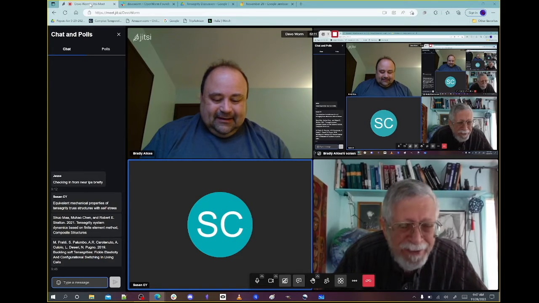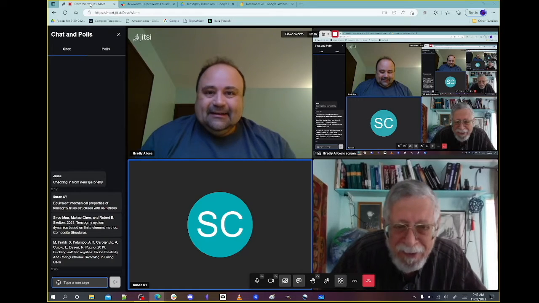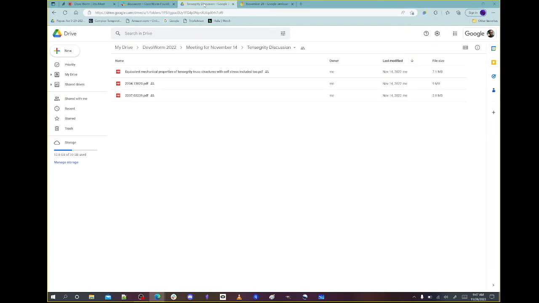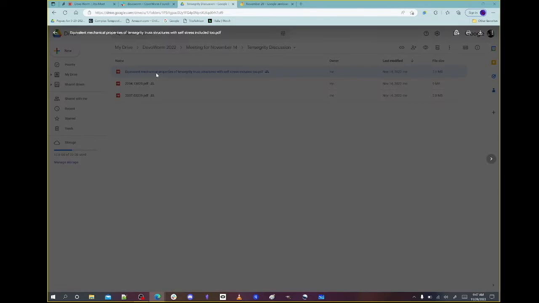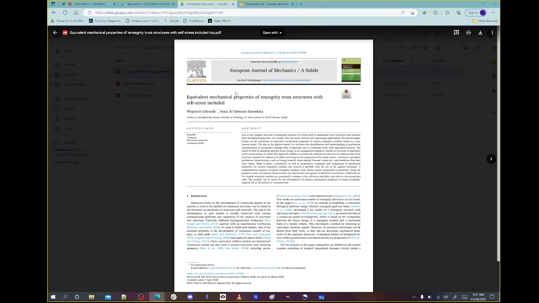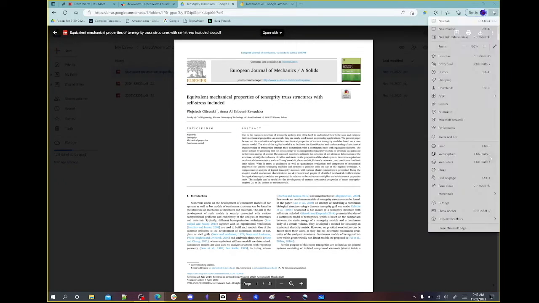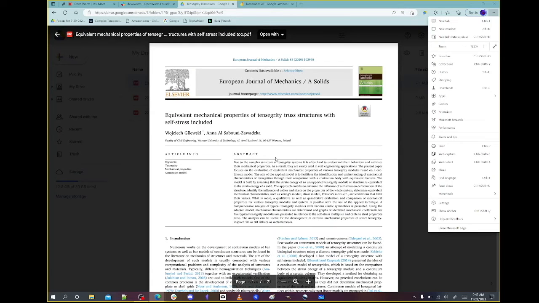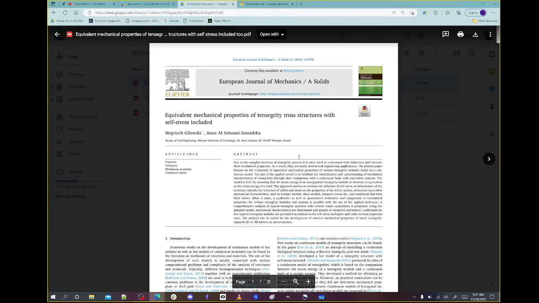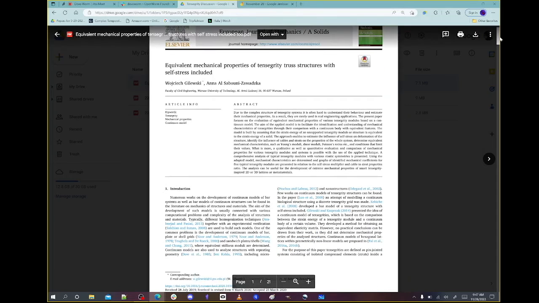I don't know. So this is the paper Susan was talking about, I think. This is truss structures. Make it a little bit bigger. Okay, remind me, what's a truss? A truss is like a building, a high-rise building, and you're just looking at it.